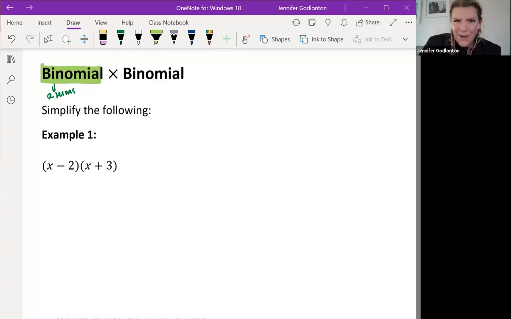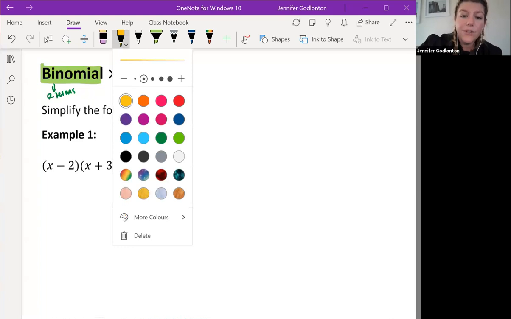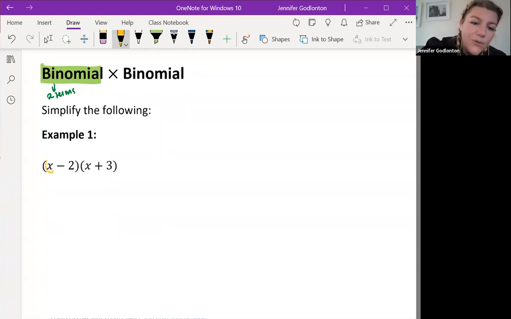Now, the easiest way I find to do this is what I will show you now, but FOIL is exactly the same. So I will show you both and you get to the same space. We're just going to focus on one thing first. First thing we're going to do is take the first term in that first bracket, so that x, and we're going to multiply it by the first term in the second bracket. And we're going to multiply it by the second term in the second bracket. Okay, so let's do that step by step.